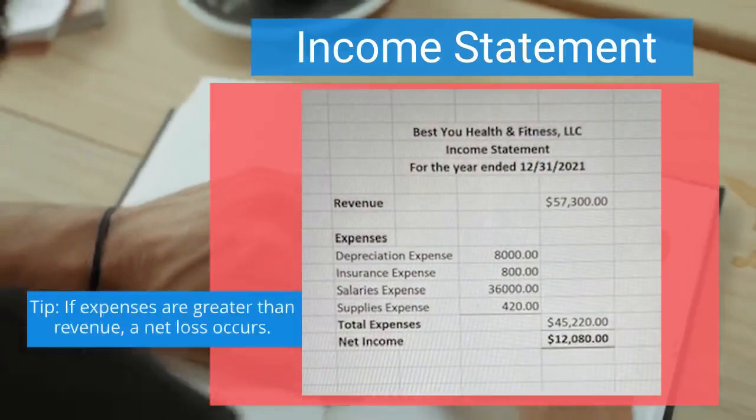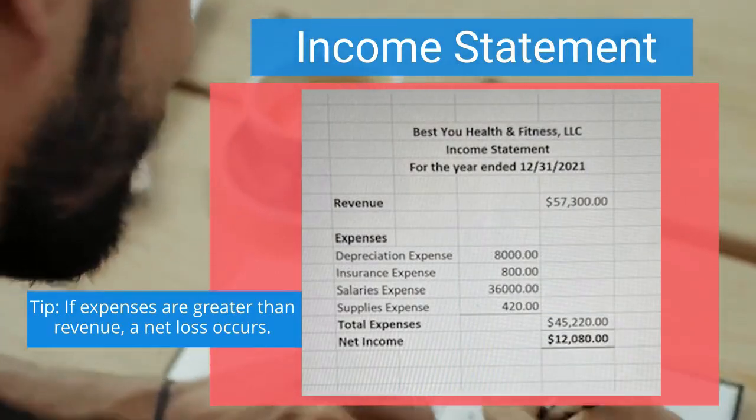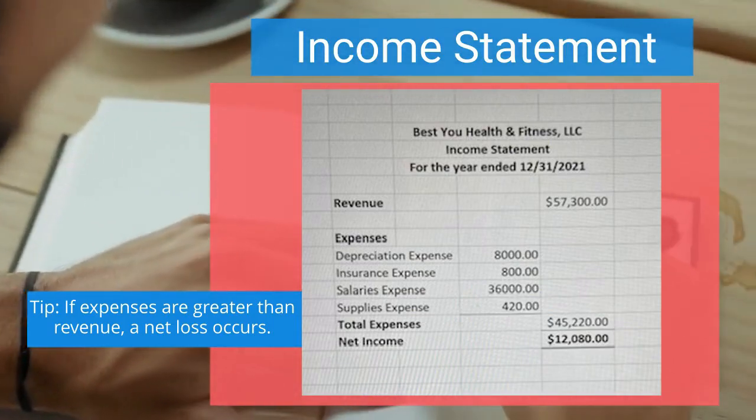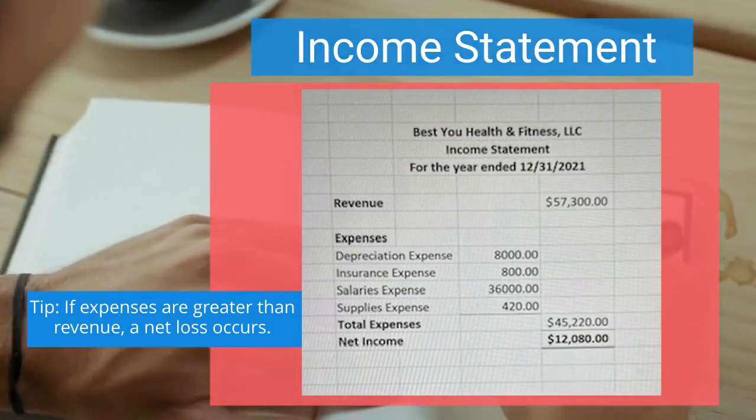The first financial statement we make is the income statement. Our formula for calculating net income or net loss is revenue minus expenses. So remember, revenue represents the money that we've earned, and expenses are the cost of doing business. In this example, our revenue, $57,300, minus our total expenses, nets us a net income of $12,080. Remember, if revenue is greater than expenses, you have net income. If your expenses are more than your revenue, you would have a net loss.